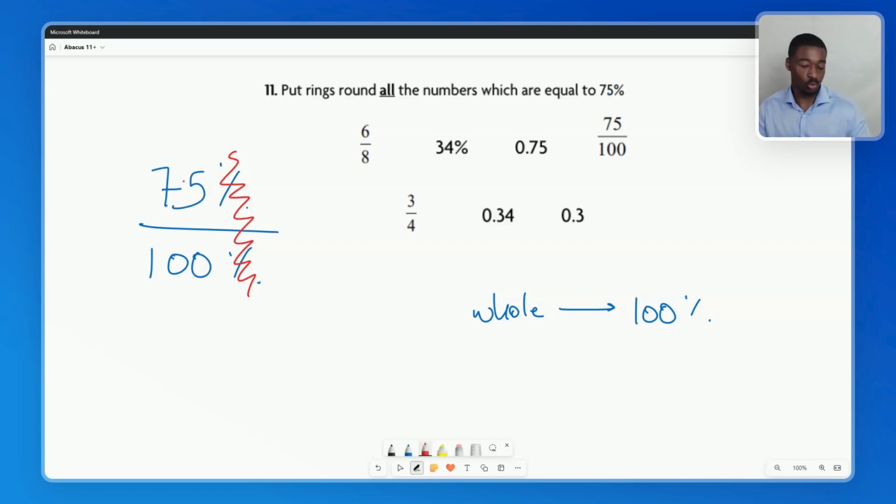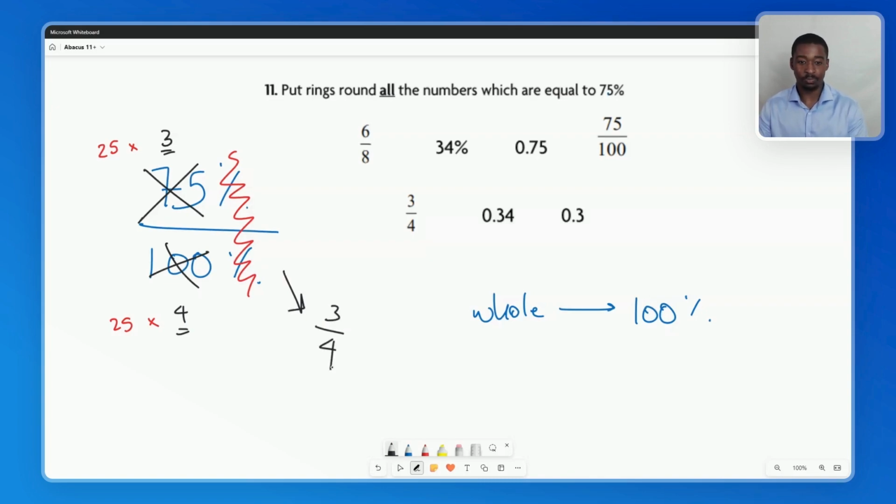We can then cancel down this fraction. We can take out the common factor of 25 because 25 times 3 is 75, and 25 times 4 is 100, which means that 75 over 100 can be reduced to 3 over 4, 3/4. So that already lets us know that this has to be equal to 75%, and this fraction also is equal to 75%.